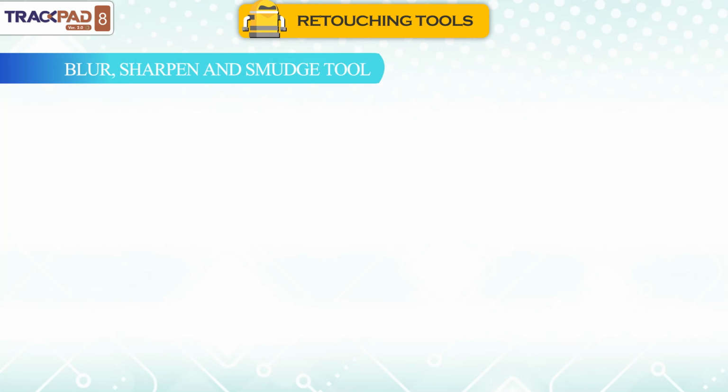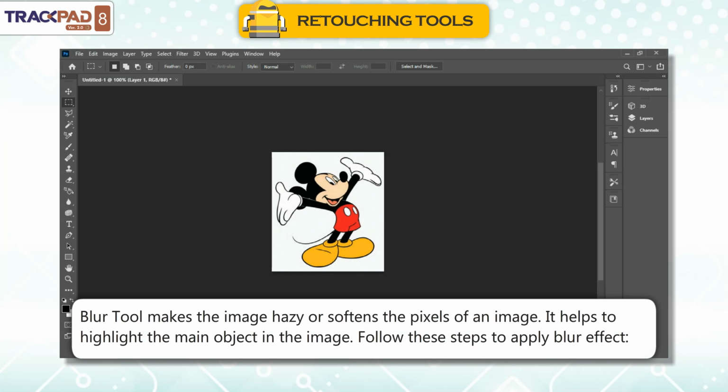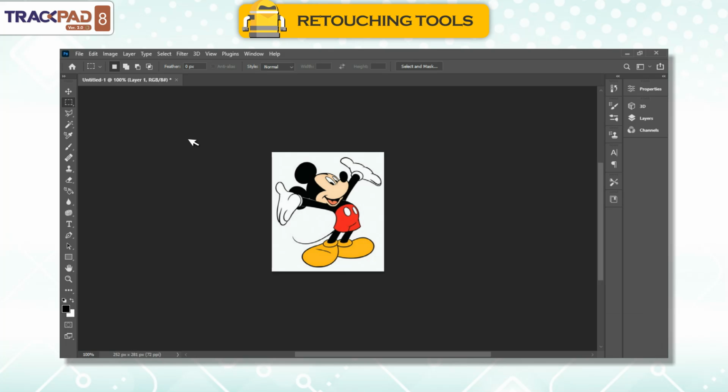Blur, Sharpen, and Smudge tool. Blur tool. Blur tool makes the image hazy and softens the pixels of an image. It helps to highlight the main object in the image. Follow these steps to apply blur effect.